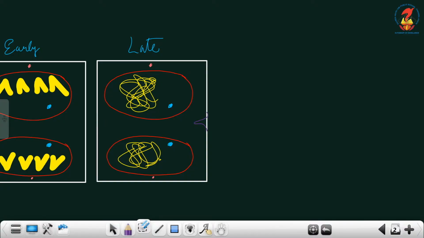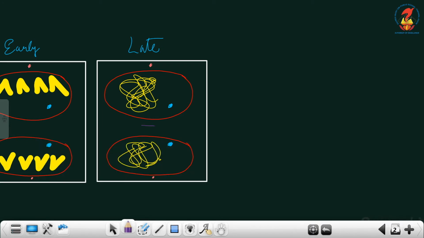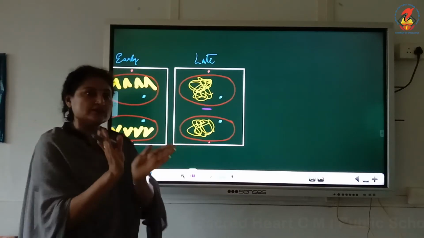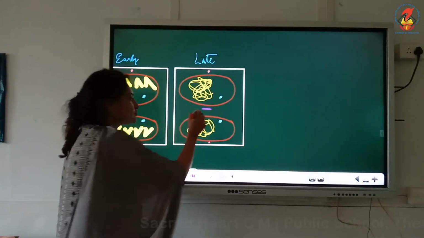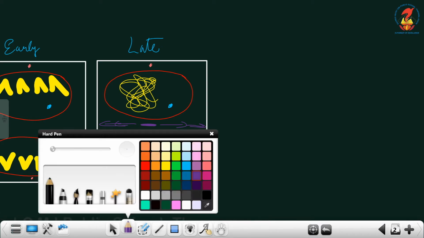Whereas in plant cell, it is different. It is not by constriction. A cell plate is formed. One cell plate is formed between the 2 nuclei within the cytoplasm, and this cell plate grows outwards and outwards, and it cuts the cytoplasm into 2. So finally, we get 2 daughter cells.